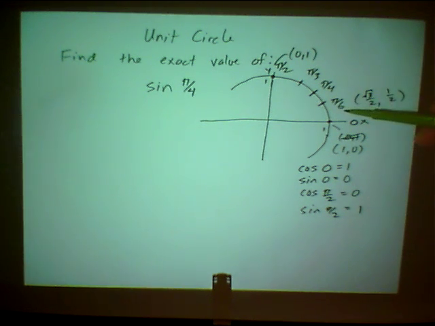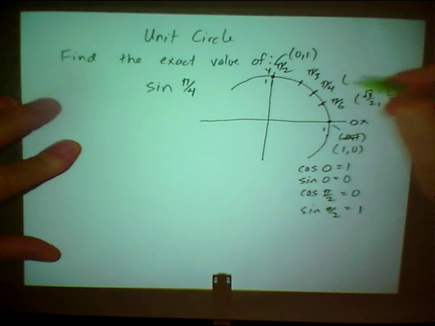So if you're ever asked for the cosine of pi over 6, you go here, you grab the x value, square root of 3 over 2. If you're asked for the sine of pi over 6, you go here. Since it's sine, I get the y value, and I say the sine of pi over 6 is 1/2.